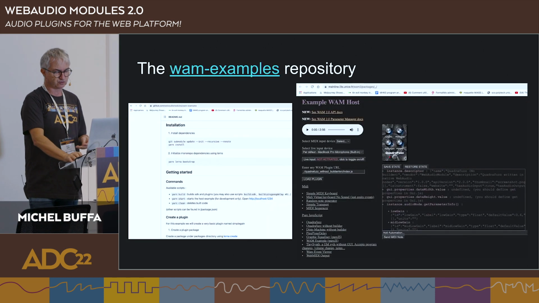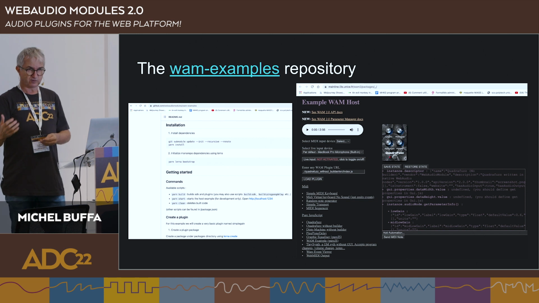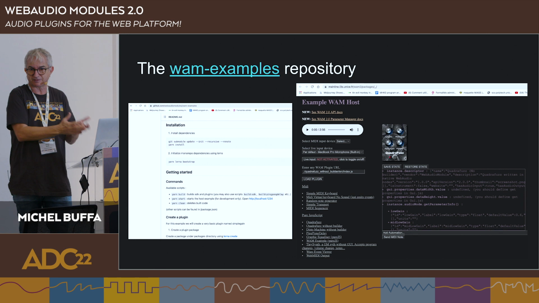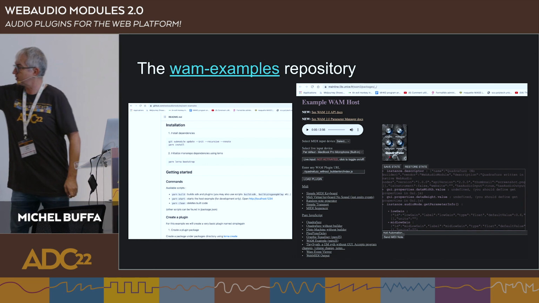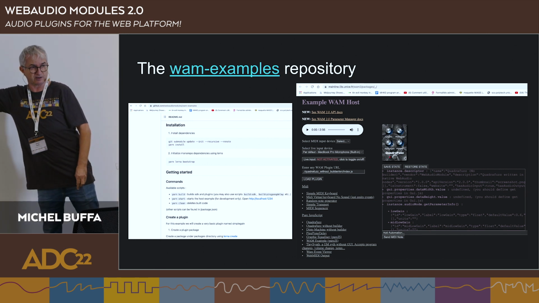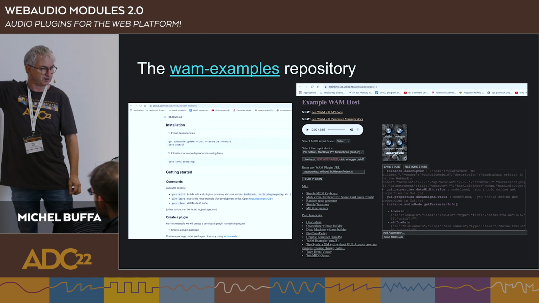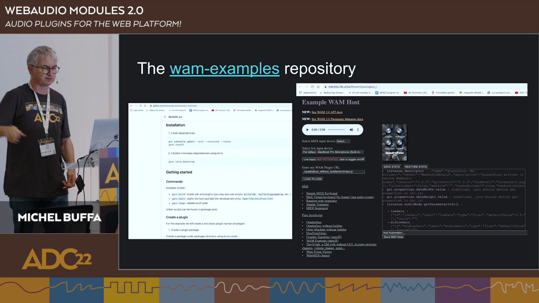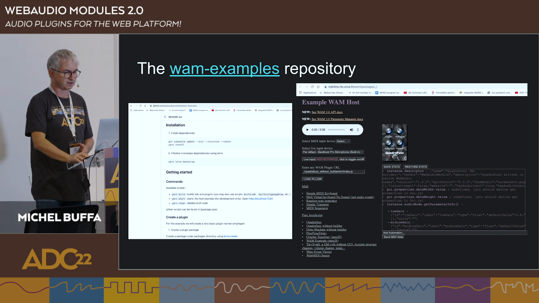So the WAM examples repository, when you clone it and build it, you can do a start on it. It will show this web page, exactly the one I showed earlier, that is also hosted for the public. And all the examples are open source. You can look at them, they are commented, and this is a very good start.